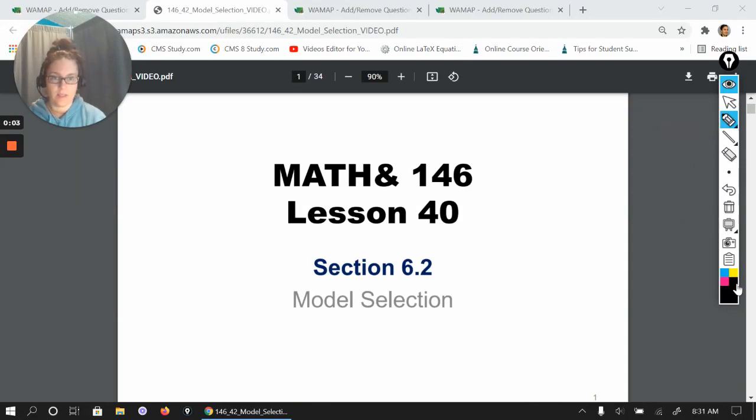So yes, this is actually lesson 42, where we will cover section 6.2, which is all about model selection. You are encouraged to read pages 266 to 271 in the textbook.